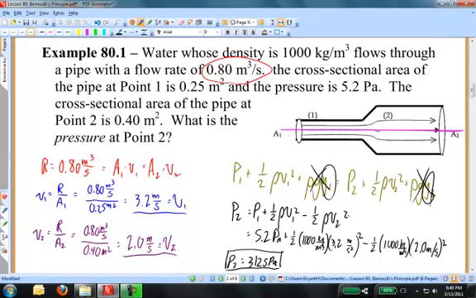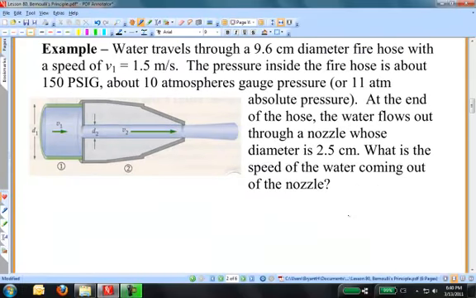This problem is a practical problem, say in the case of fire water coming out of a fire hose. So here's another numerical example that is not in your textbook. Water travels through a 9.6 centimeter diameter fire hose with a speed of 1.5 meters per second. The pressure inside the fire hose is about 150 psig, which stands for pounds per square inch gauge pressure. That's about 10 atmospheres gauge pressure, or 11 atmospheres absolute pressure. At the end of the hose, the water flows through a nozzle whose diameter is 2.5 centimeters. What's the speed of the water coming out of the nozzle?